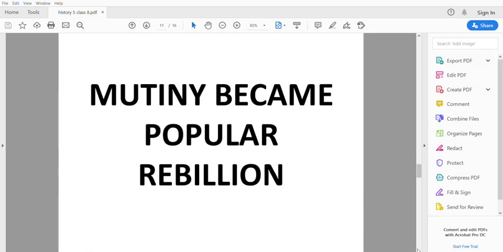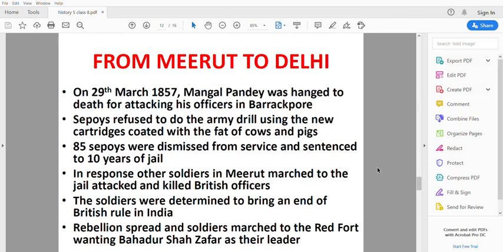So then the military cause. The military cause was the most important and immediate cause for the revolt of 1857. It began from Meerut to Delhi. On the 29th March 1857, Mangal Pandey was hanged to death for attacking his officers in Barrackpore. You might have heard about Mangal Pandey.